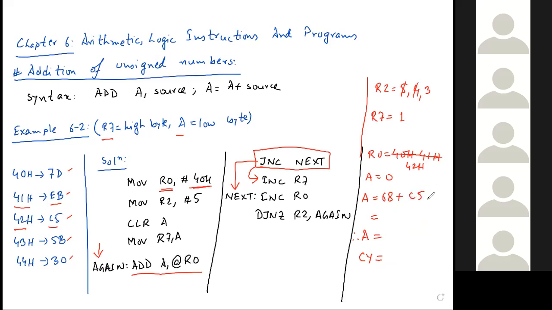So if you add 68 with C5, what is your result? So 12D. So what will be there in the accumulator? 2D. Why only D? 2D, sir. Yeah. So carry will again be 1. That means again you will increment your R7. So R7 will become 2. In this way, finally you will see that R7 contains the high byte of your result and accumulator contains the low byte of your result.